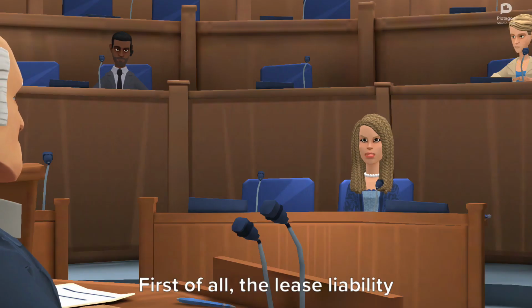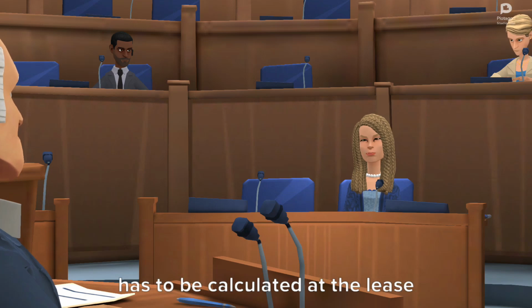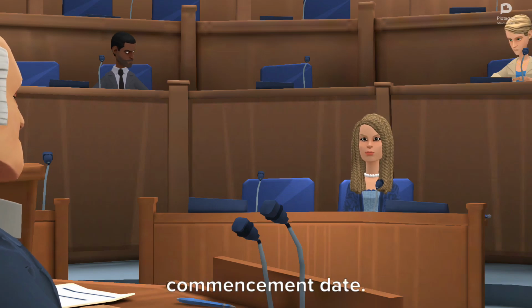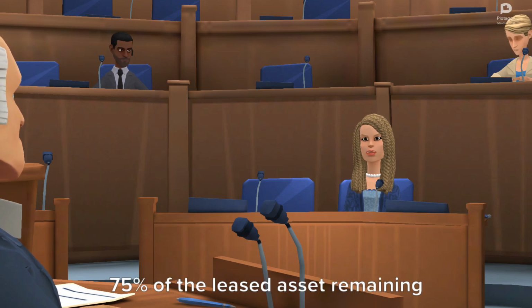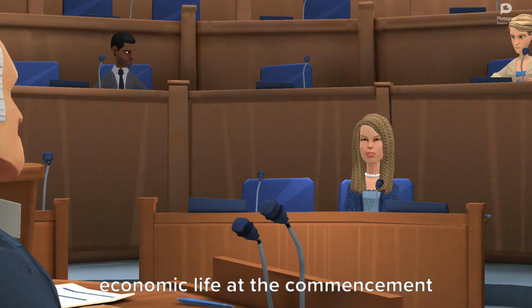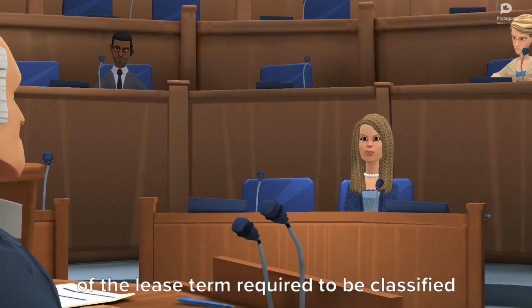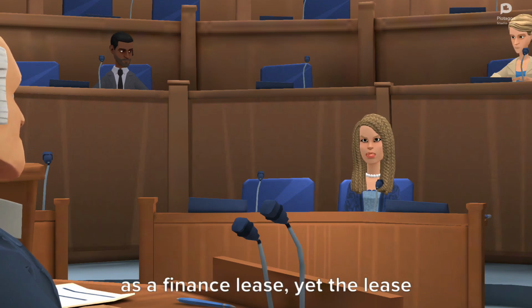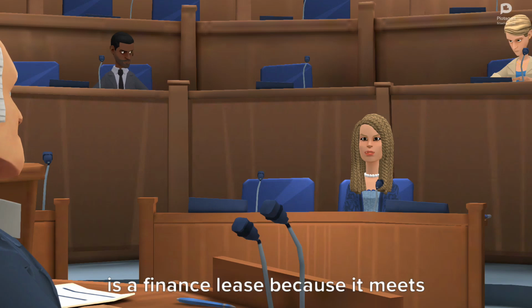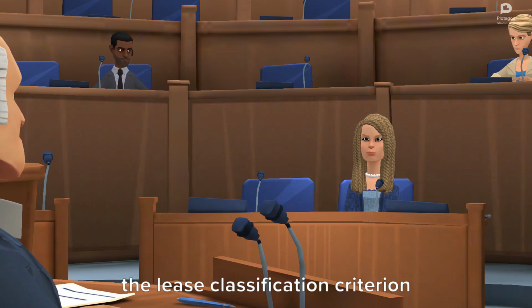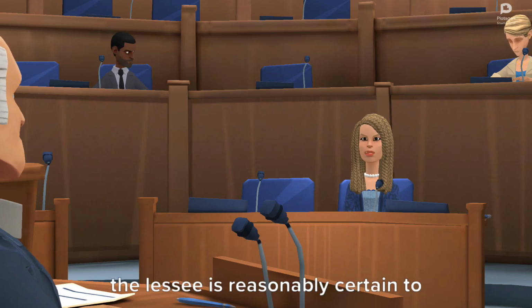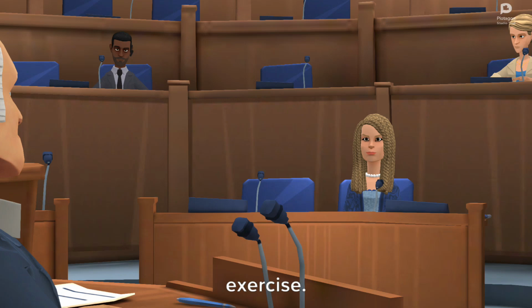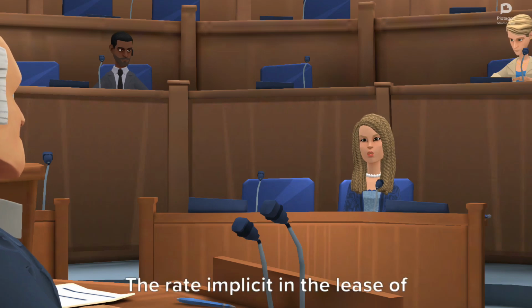First of all, the lease liability has to be calculated at the lease commencement date. Although the lease term is less than 75% of the leased asset's remaining economic life at the commencement of the lease term required to be classified as a finance lease, yet the lease is a finance lease because it meets the lease classification criterion of including a purchase option that the lessee is reasonably certain to exercise. The rate implicit in the lease of 10% is used to calculate the present value (PV) of the lease payments because S&A, the lessee, knows this rate. The lease liability is calculated as follows. 1.